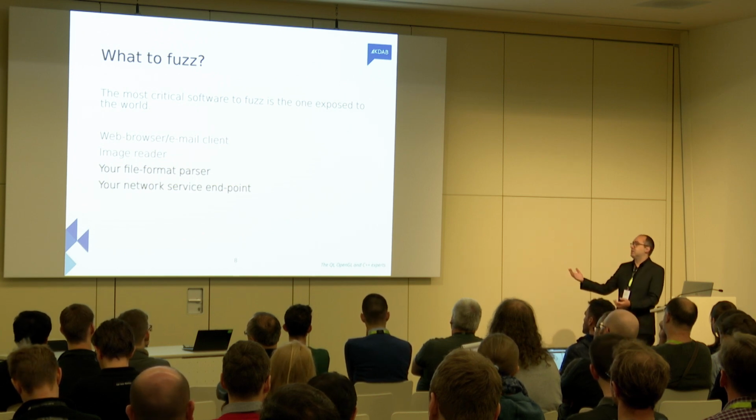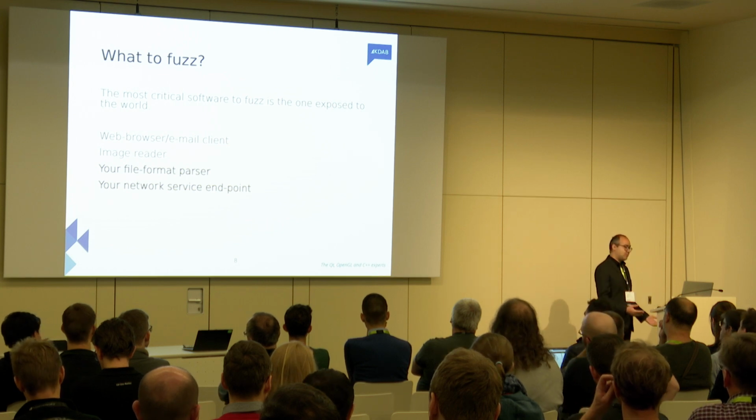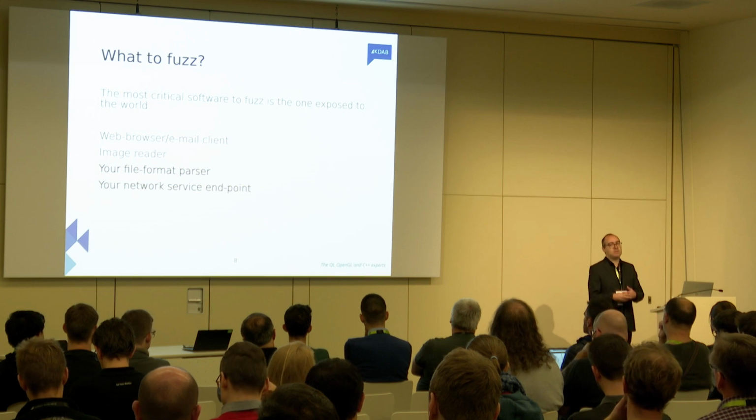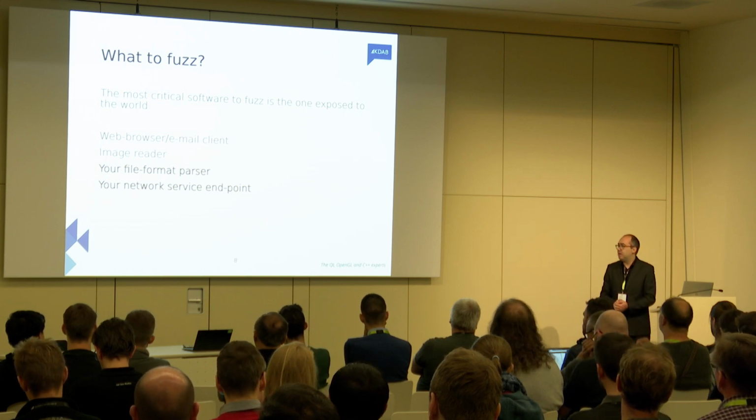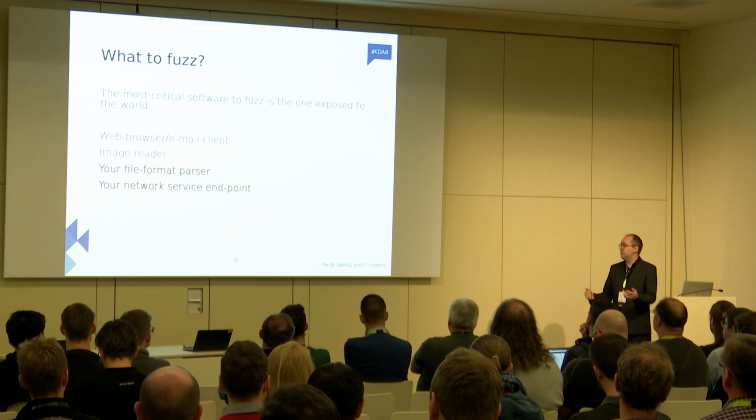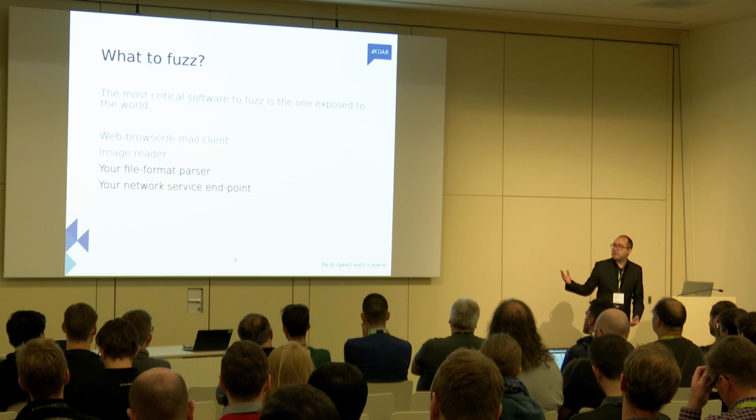Your network service endpoint, right? So you have a service that's exposed to the network. You get some kind of command or data through that, right? So you need to make it so that if your son is called Bobby Tables, it doesn't drop the tables, right? So it needs to be like that, right?